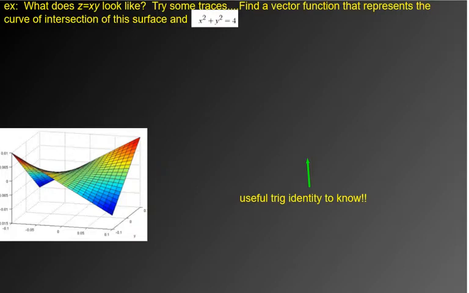So I just want to do another curve of intersection kind of problem. I feel like this is one of the more important things that we do with vector valued functions a lot of times. And there's also a weird surface here that I haven't shown you before. If you take the surface z equals x times y, it looks like this. It is a saddle surface, but it's a weird one.